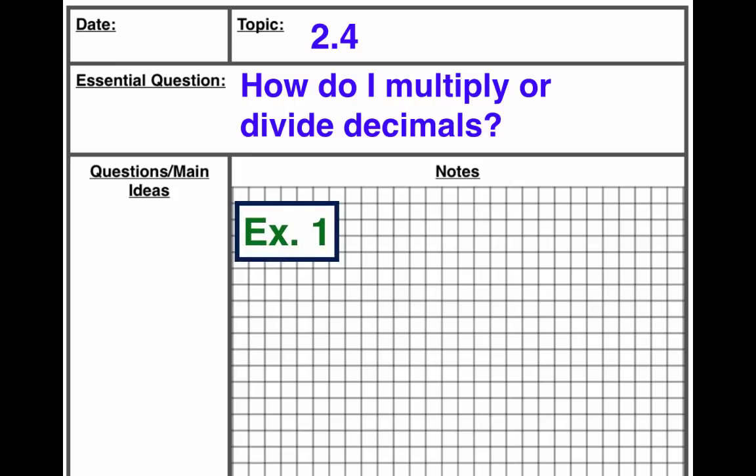Because to be honest, if I'm in a store and I need to multiply some decimals, I'm probably going to reach for my phone and open up my calculator app. And I'm not saying I don't know how to do it the long way or with paper and pencil, but it's kind of good to have both skills.